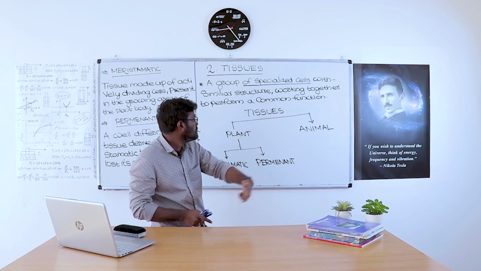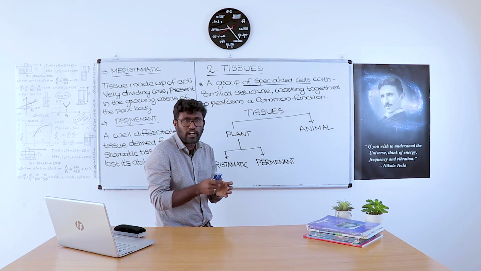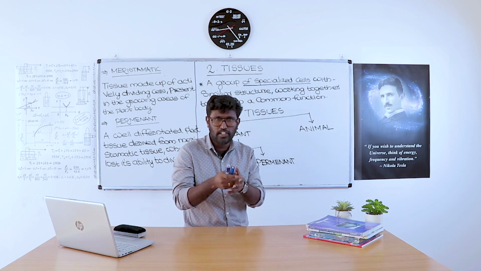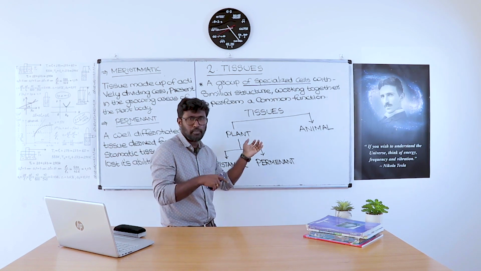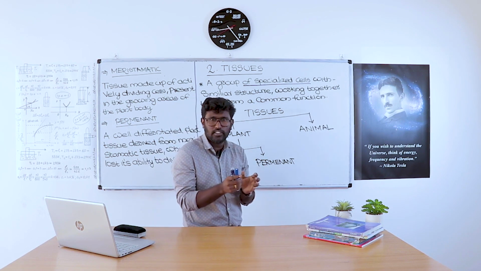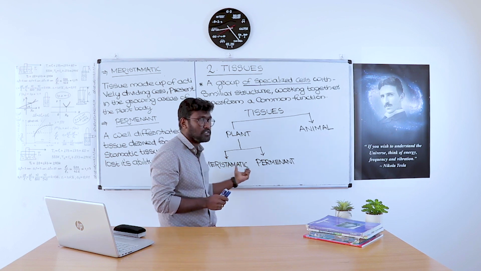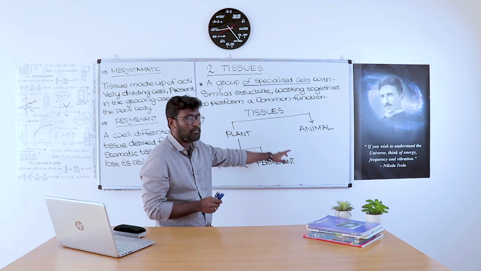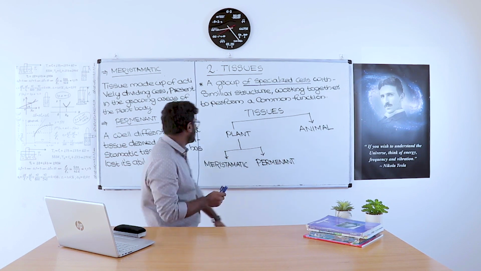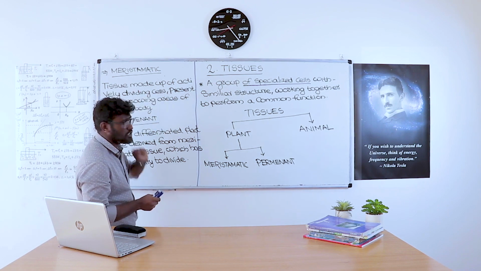So what is meant by tissue? A group of specialized cells with a similar structure working together to perform a common function. Tissue is divided into plant tissue and animal tissue. Plant tissue is classified into two: meristematic tissue and permanent tissue. So what is meant by meristematic tissue and permanent tissue?